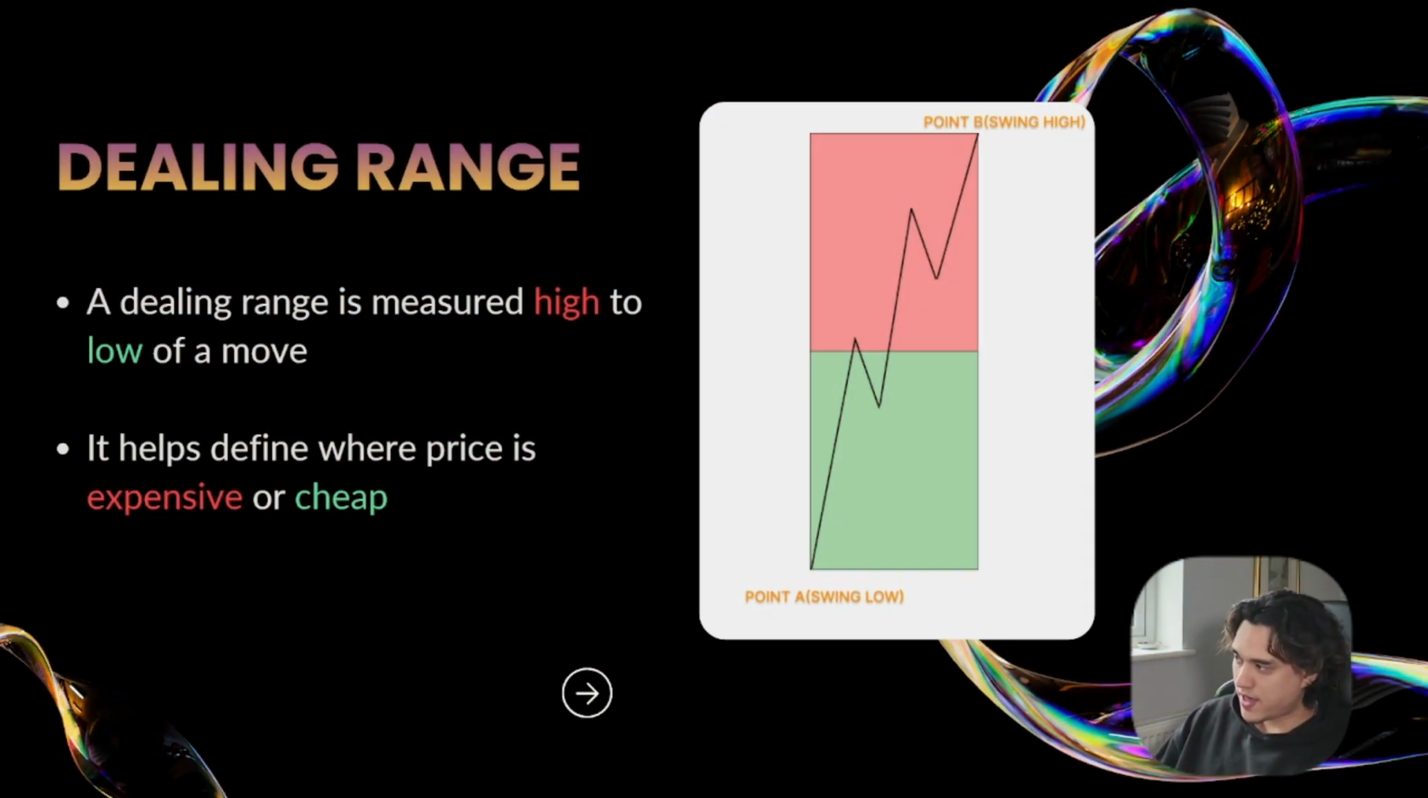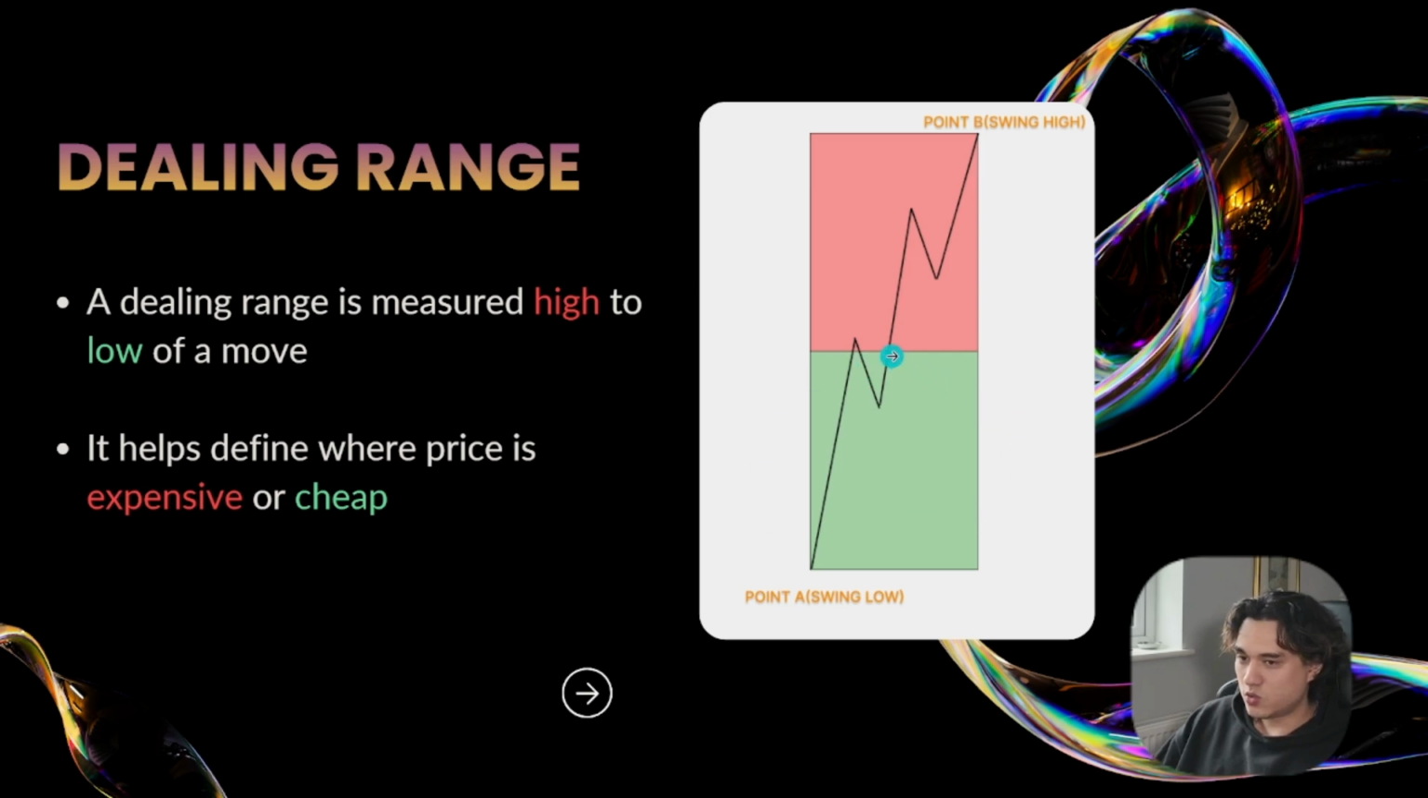Now, let's introduce a core ICT concept that separates institutional thinking from retail thinking: the dealing range. A dealing range is simply the range measured from a significant swing, so a swing low here, to a swing high. Why is this so important? Because it tells us where price is expensive or cheap within that specific leg of price action. This brings us to the key concept. Structure tells you the direction, like here, but the dealing range tells you the location. Retail traders only focus on direction. Institutional traders are obsessed with the location. They want to buy cheap and sell expensive.